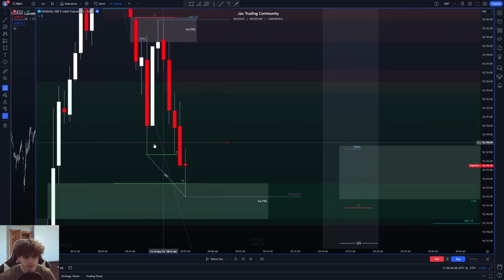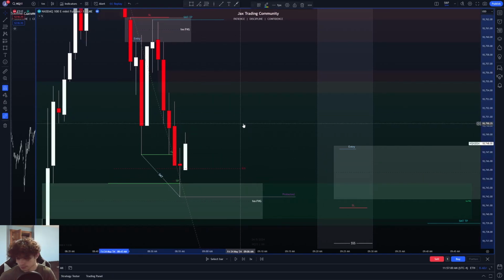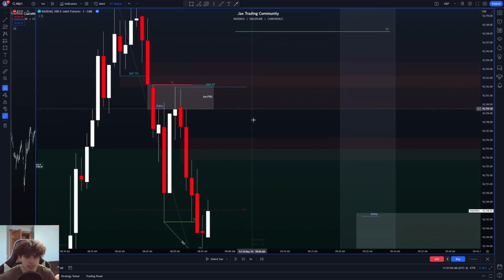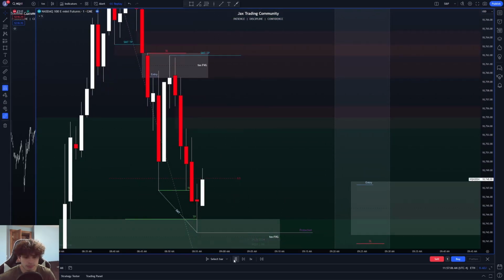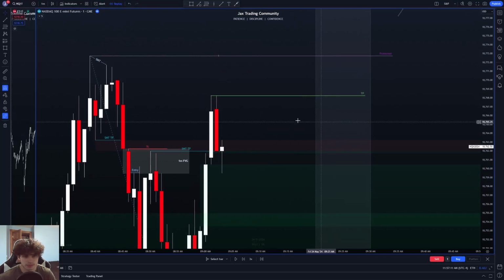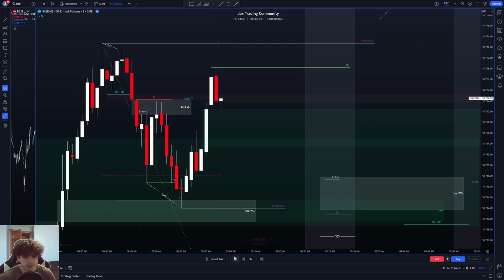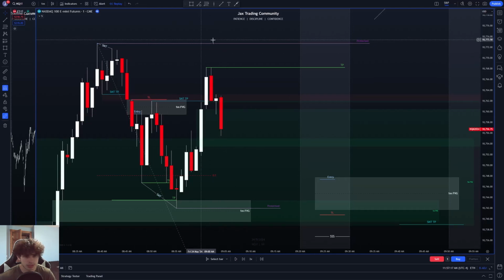After that gets taken, we form this SMT. Do we get displacement up? Yes, we do. So now I want to see this SMT TP get hit. We go right up there, take that. All right. Now let's see what happens. Possibly could take this protected high. This would be another TP I'd have.